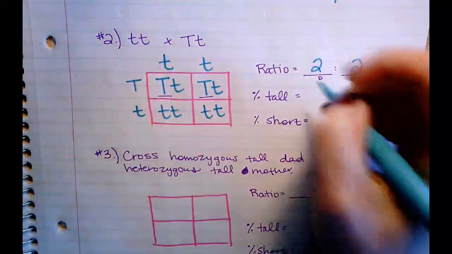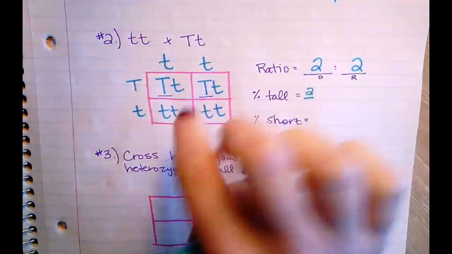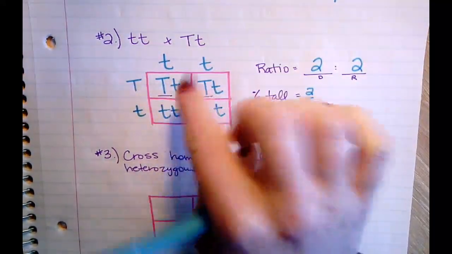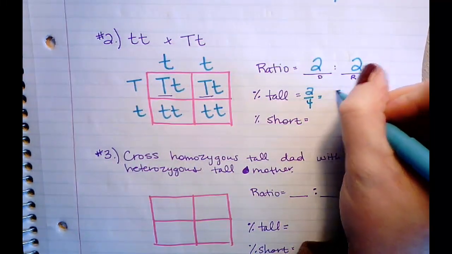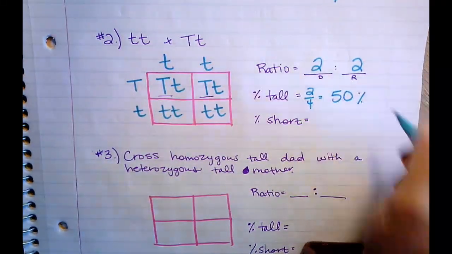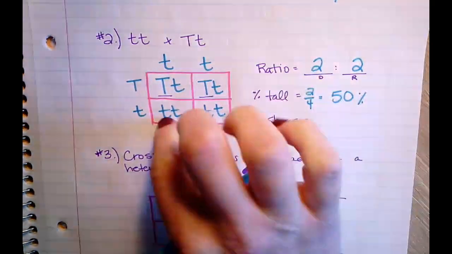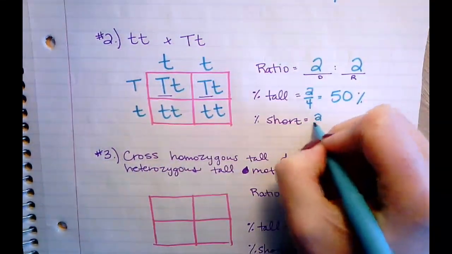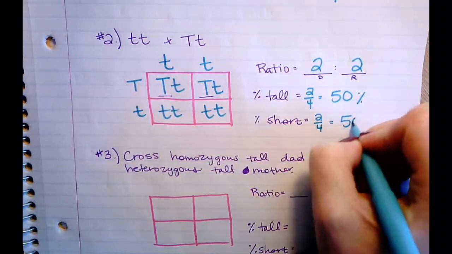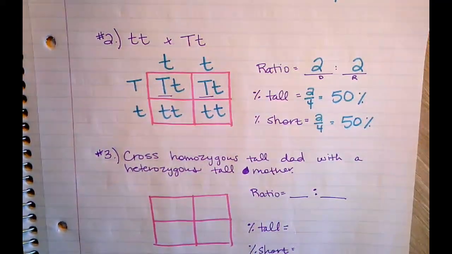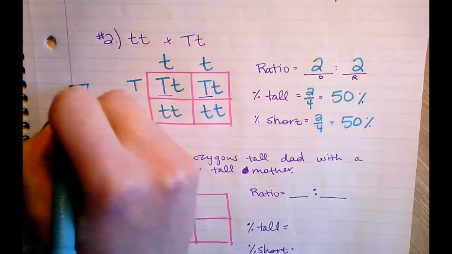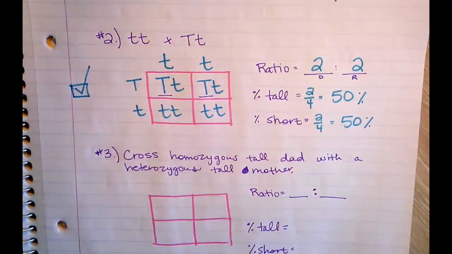That would be 2. So our percentage would be 2 tall, so these 2 out of the 4, which equals 50% because that reduces to a half. Short would be these 2, so 2 out of the 4, which is also 50%, making sure that these always add up to 100. Okay, so we got that. Alrighty, check it if you got it correct.